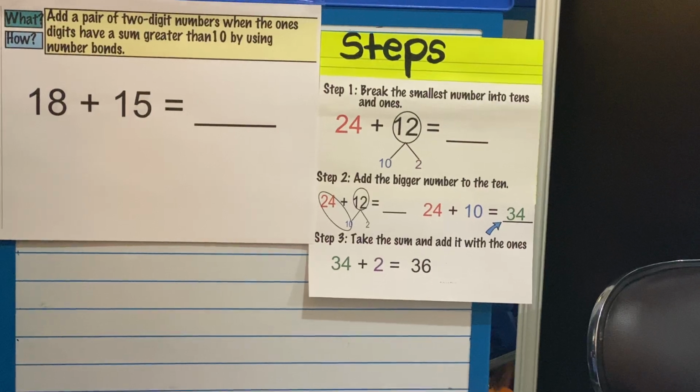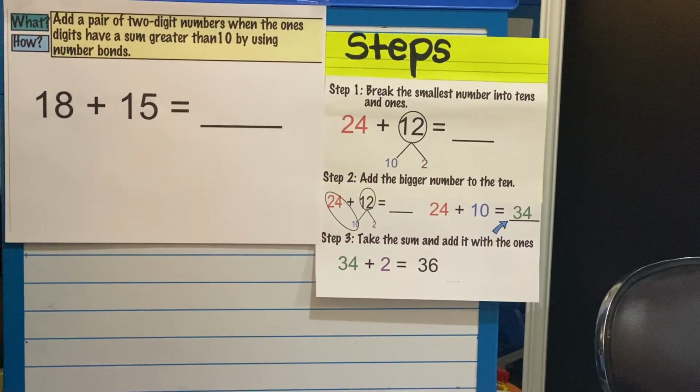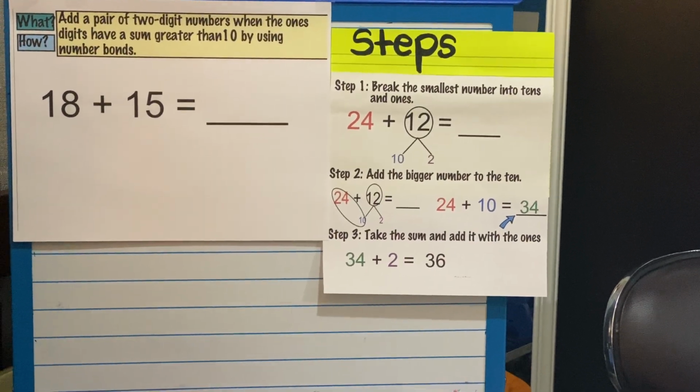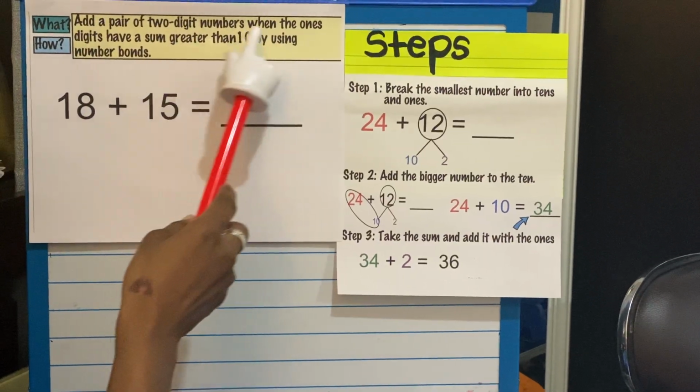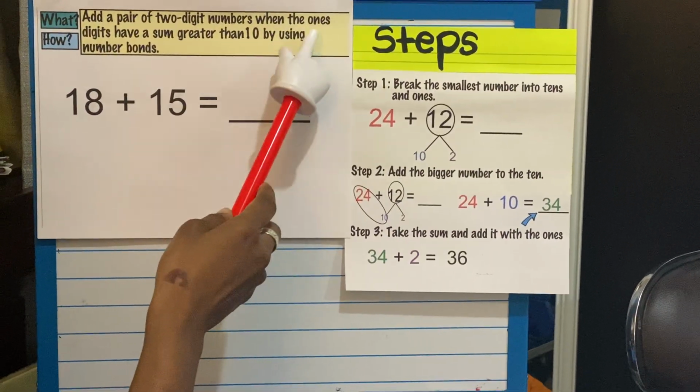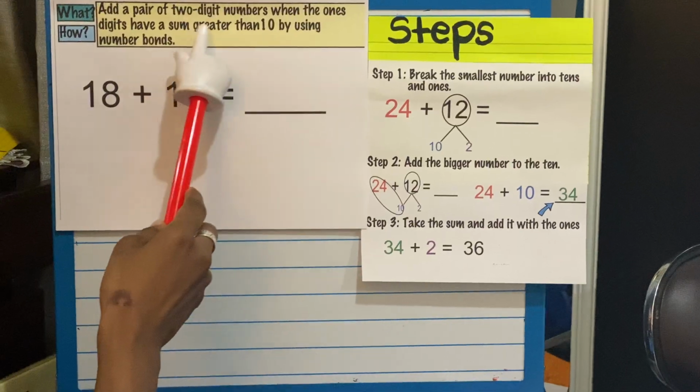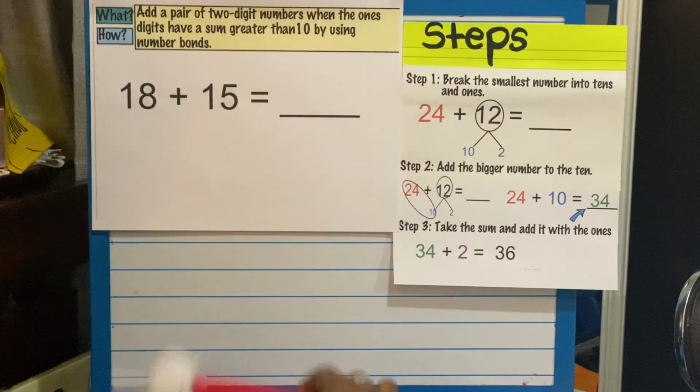Let's see how we can use the number bonds to add 2-digit numbers when the ones digits have a sum greater than 10.